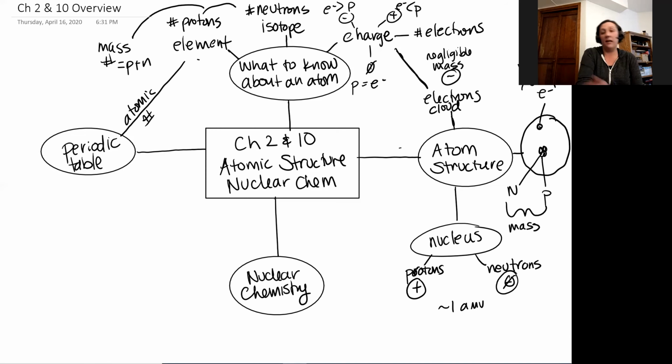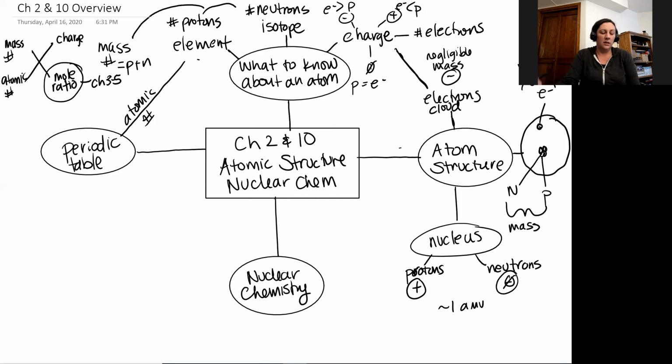So if we had an element symbol X, we can use all 4 corners of this to give someone information. We'll put our charge up in the upper right-hand corner, the mass number in the upper left-hand corner, the atomic number in the lower left-hand corner, and the mole ratio in the lower right-hand corner. This mole ratio, we'll talk about in chapters 3 and 5. So not quite yet.